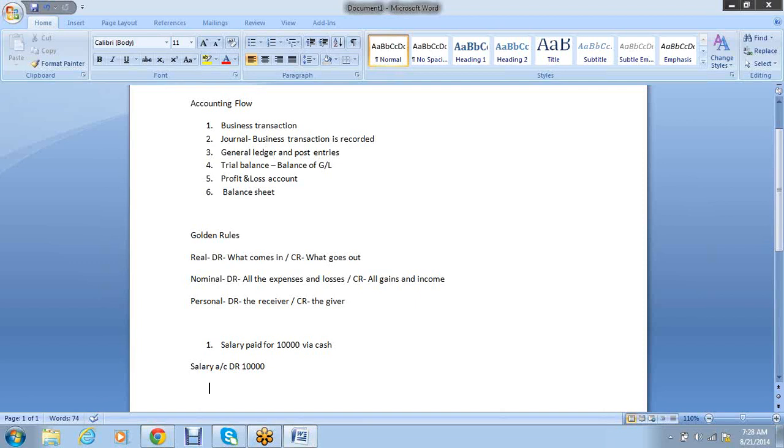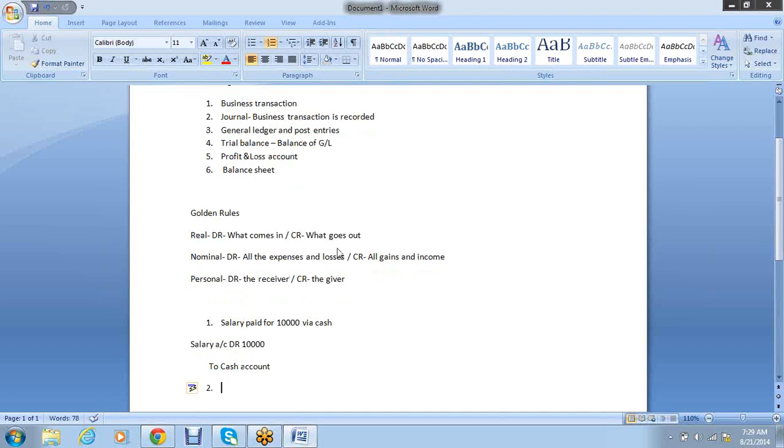So, what is the real rule? What comes in is debit. And what is the credit rule? Credit is what goes out. So what is going out here? Cash is actually going out, so credit to the cash account. Because from the company perspective, don't think of the employee perspective. Always think from the company perspective. So, from the company's perspective, cash is going out. Clear on this? Yes.